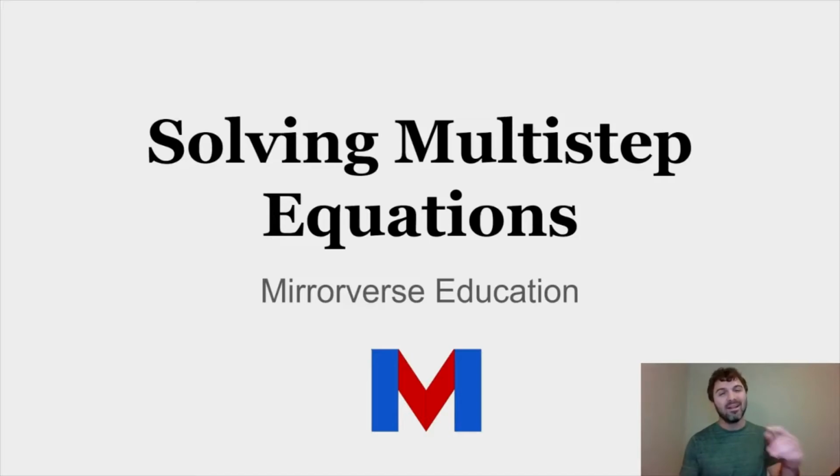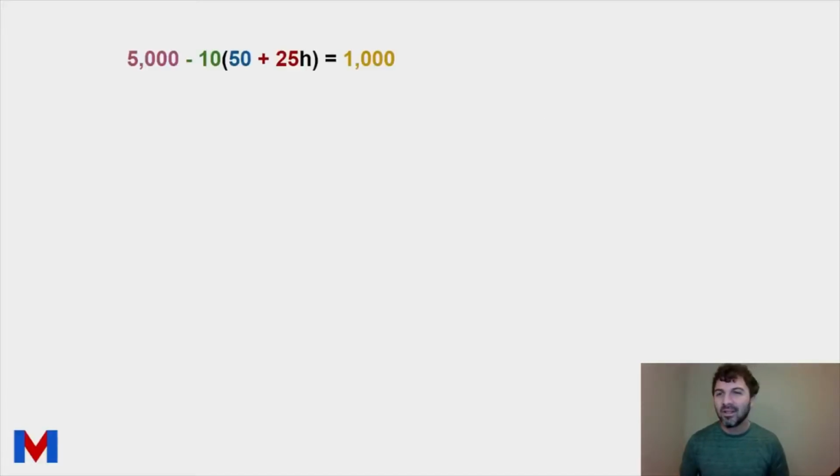So, let's go. All right, we got the equation here: 5,000 minus 10 times (50 plus 25h) equals 1,000. All right. So first thing, our goal when we are trying to solve an equation is to get that variable by itself. So in this case, we're trying to get that h by itself. That means we gotta get rid of everything else there.